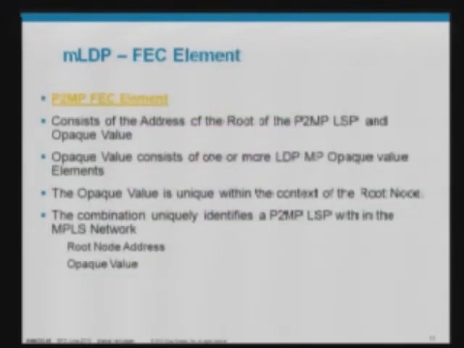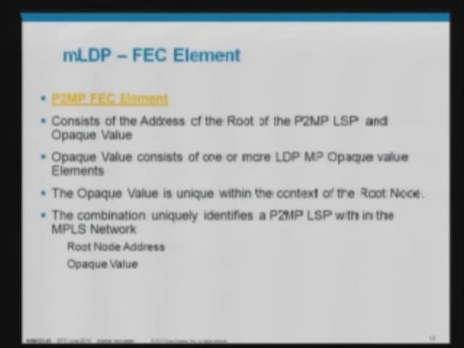So the FEC element will consist of a root node address to identify which root I'm going to, along with the opaque value. The opaque value identifies what type of application I'm carrying, whether MVPN, PIM SSM transit, or S,G, whatever that could be. It's just a value field carried as part of the FEC element. The combination of the root node address and the opaque value uniquely identifies each LSP.